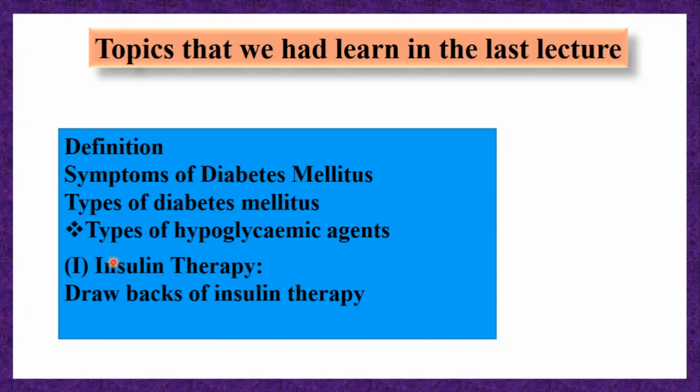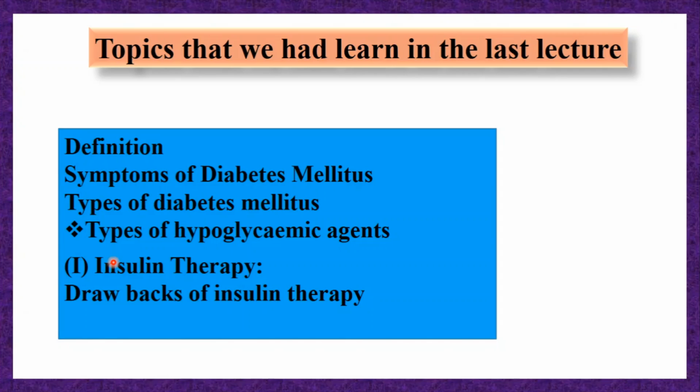So again, in the last lecture we have learned the different dosage forms. They are classified into rapid acting, intermediate acting, and long acting. The rapid acting is insulin zinc suspension, intermediate acting is globin zinc insulin suspension, and the long acting is protamine zinc insulin suspension. Then again in the last lecture we learned the drawbacks of insulin therapy.